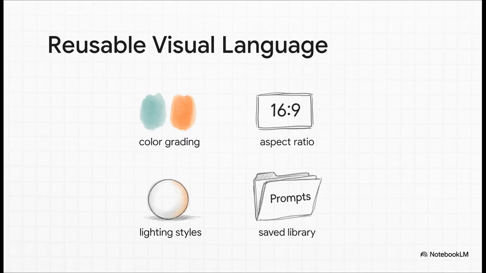Well, think of it like your brand's rulebook. It means having consistent colors, like that popular teal and orange look. It means always using a 16:9 aspect ratio. It's using similar lighting styles again and again. And this is huge, building your own library of your best prompts so you can get amazing results every single time.